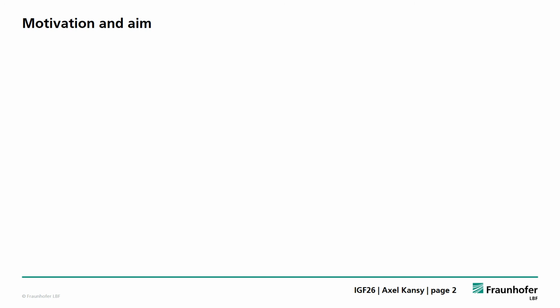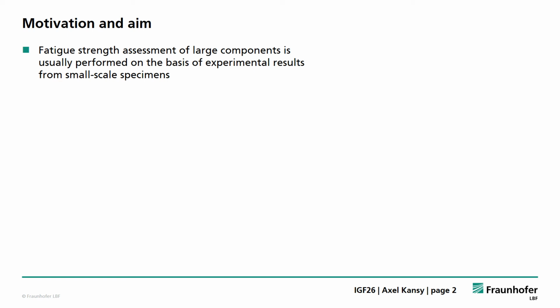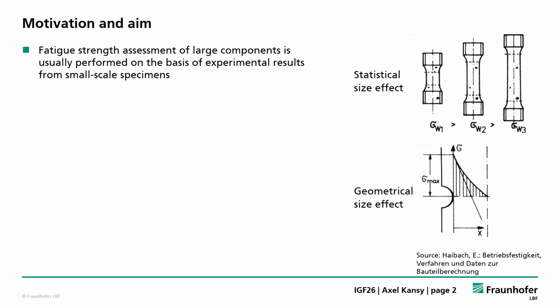Let us first take a look at the motivation and aim. The design of large-scale components with regard to fatigue strength is based on specimen tests, which have a significantly smaller volume compared to the component. In order to transfer the fatigue strength of the specimens to the component, it is necessary to take into account the statistical and geometrical size effect. Three samples of different sizes are shown in this image.